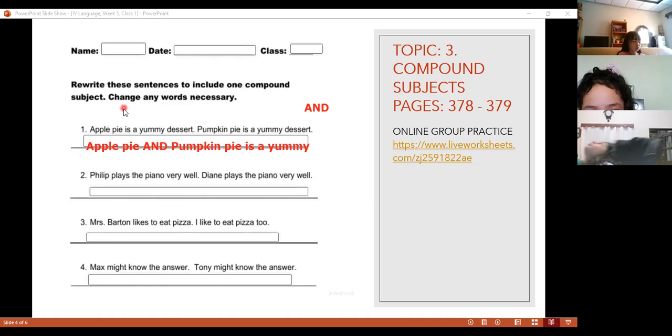these 2 simple subjects. That was the simple subject, the apple pie in sentence number 1, and the simple subject in sentence number 2 was pumpkin pie. So you join the 2 sentences, the 2 simple subjects, to have one sentence. And now you have a compound subject, a compound subject because they are joined with the word and.